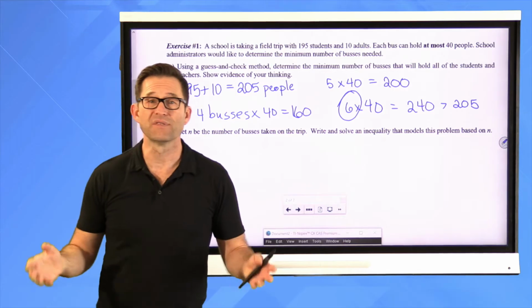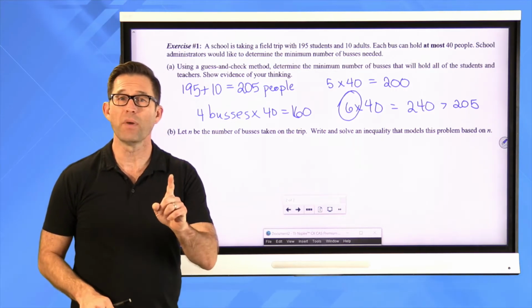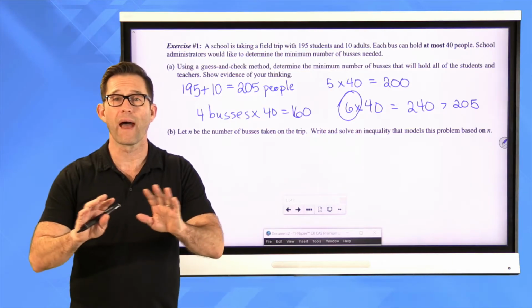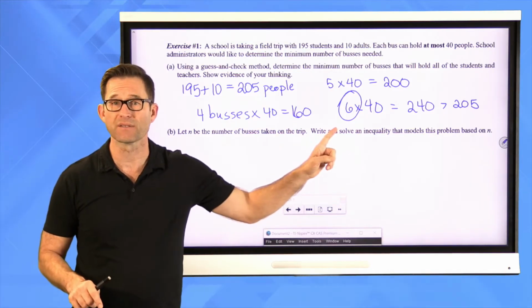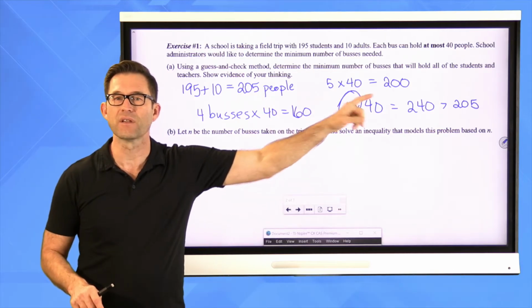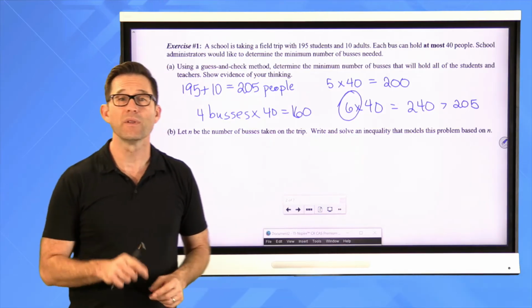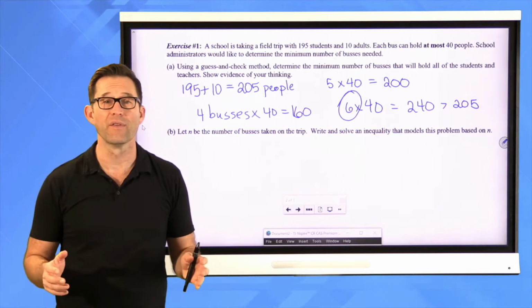I could certainly have 7 buses, 8 buses, 9 buses, etc., but the minimum number of buses that I can bring in order to hold absolutely everyone is 6. Even though 5 comes a little bit closer to my 205, I would still have to leave 5 people behind, and I'm not going to do that. Okay. So let's take a look at letter B, where we can actually model this using an inequality.